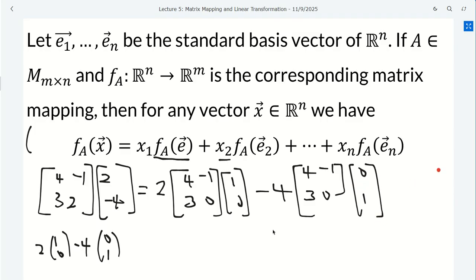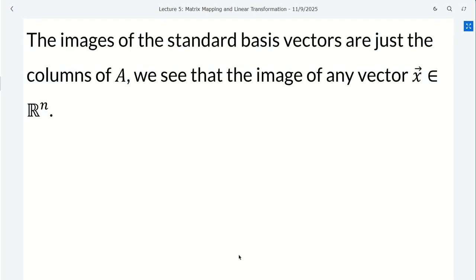Okay. So you see the importance of these bases. So for the result of this transformation, I just have to multiply by the vector and I'll be able to construct it. All right. So the images of the standard basis vectors are just the columns of A.